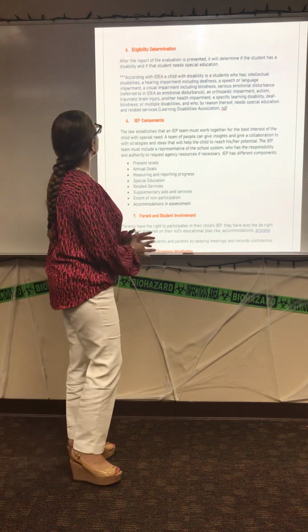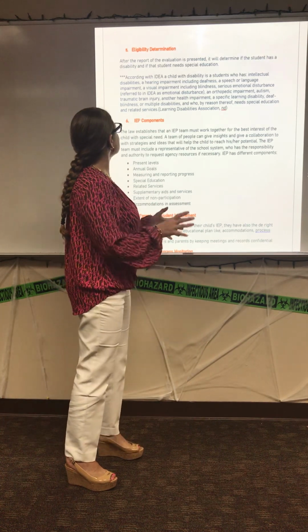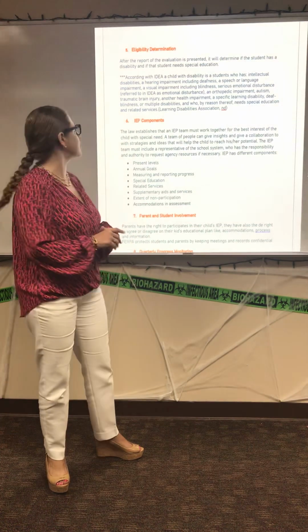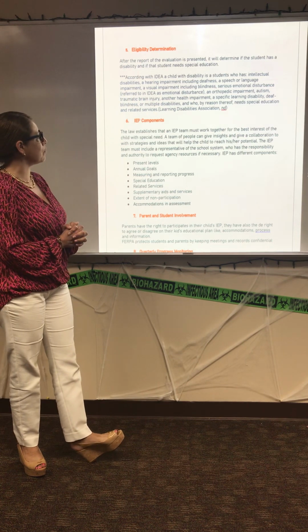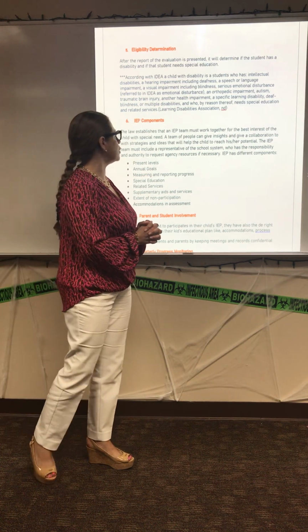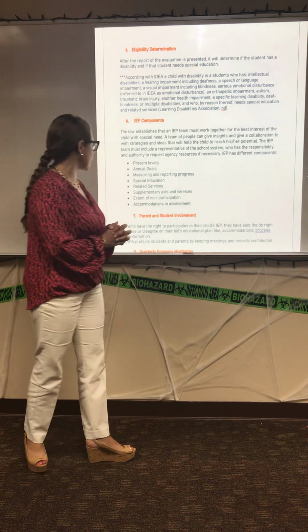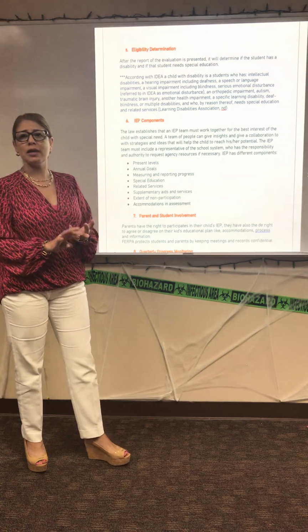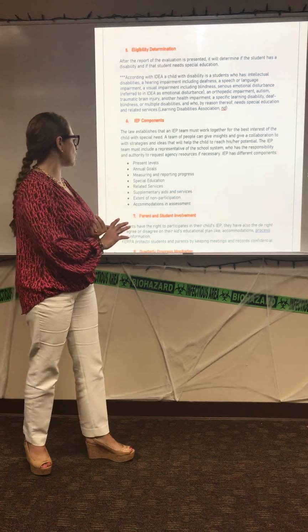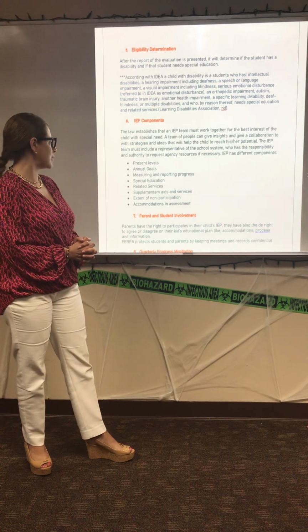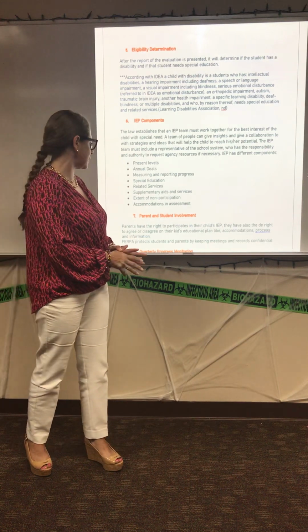The eligibility determination. After this report is presented, it will determine if the student has a disability or doesn't have a disability. IEP components. The law establishes that an IEP is a team of people working together for the best interest of the student. And the IEP has different components. Present levels. This team sets annual goals, measures and reports progress, and determines special education, related services, supplementary aids and services, extent of non-participation, and accommodations in assessments.